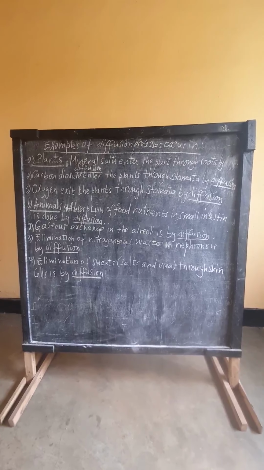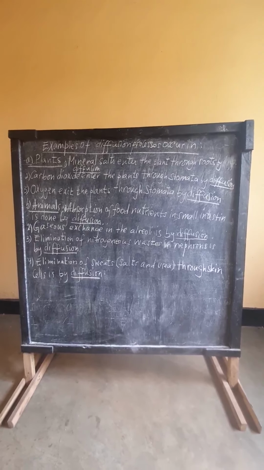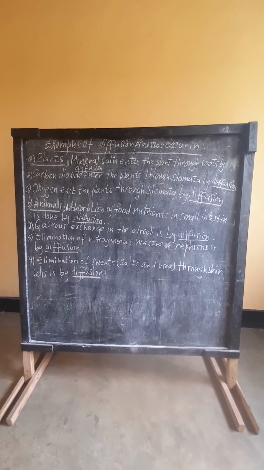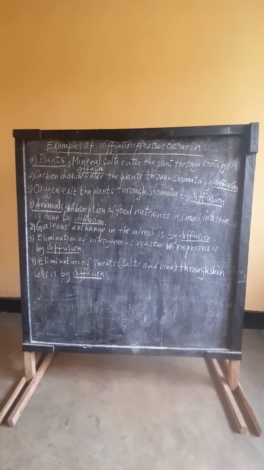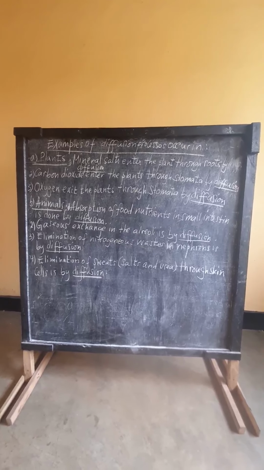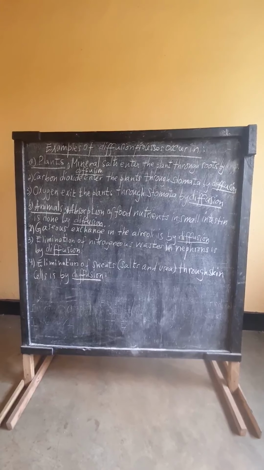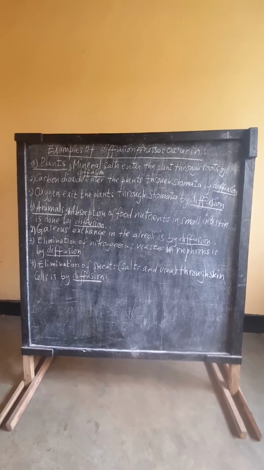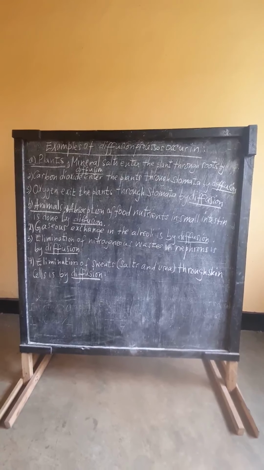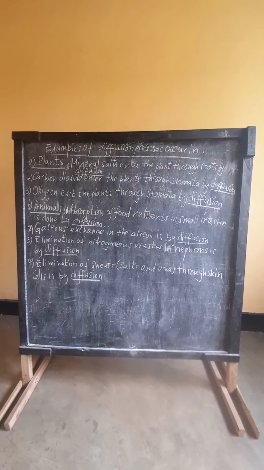As you see, this is to talk about examples of diffusion processes that occur in plants as well as in animals. Let's talk first about examples of diffusion processes that occur in plants.